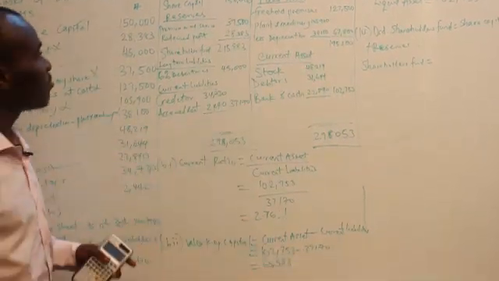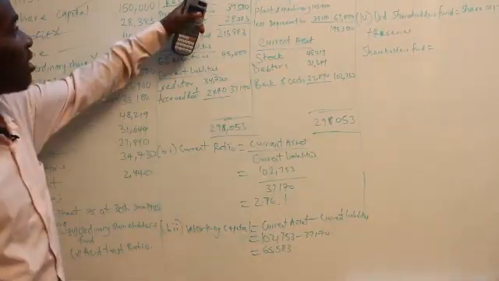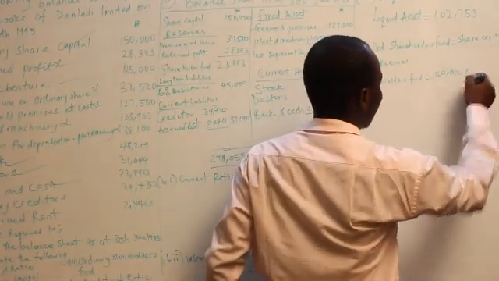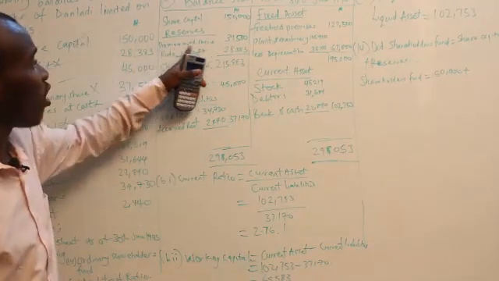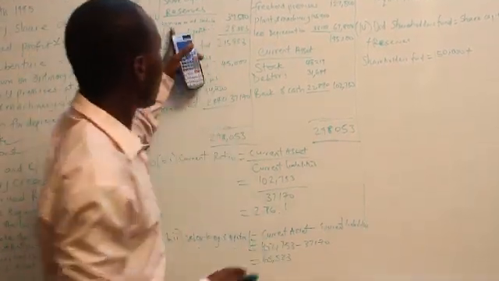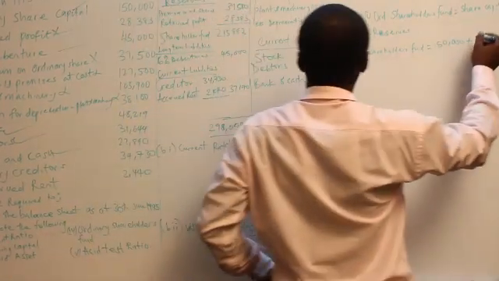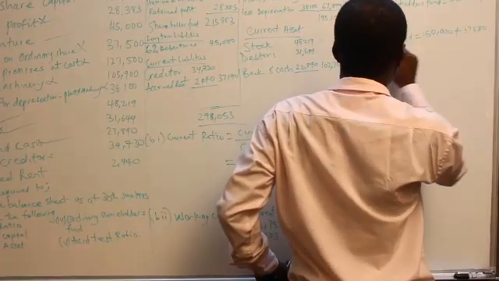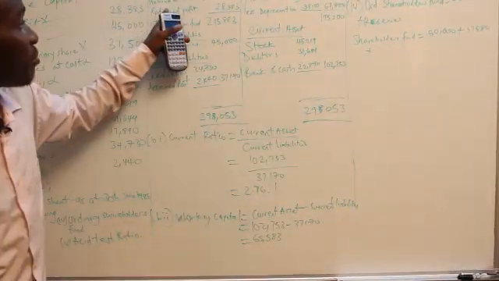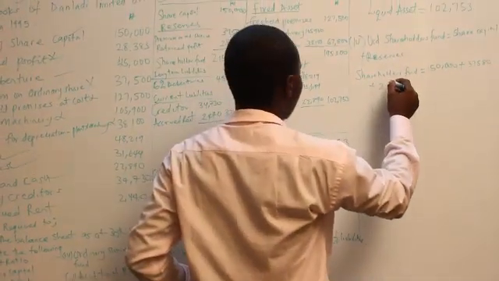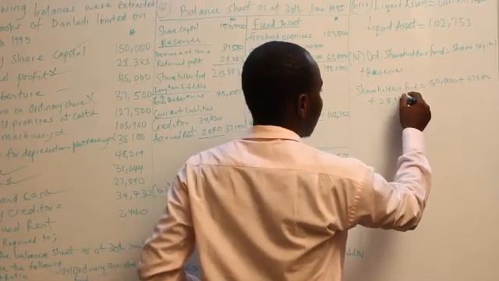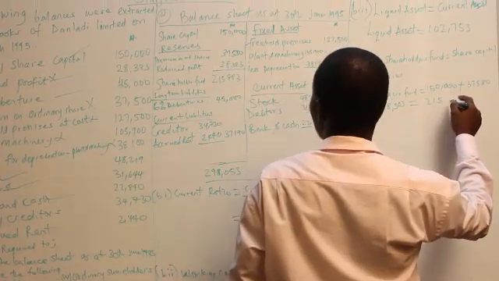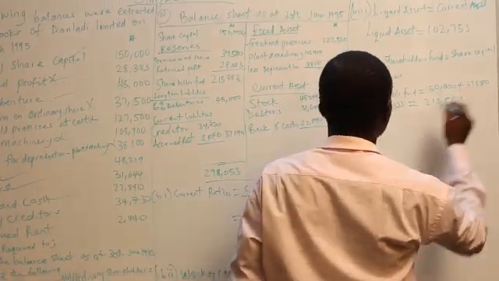So shareholders fund, we have the share capital. The share capital is 150,000. Then plus reserves, we have premium on ordinary shares, which is 37,580. Then plus retained profit, which is 28,383. And now they give us capital already, 215,883.